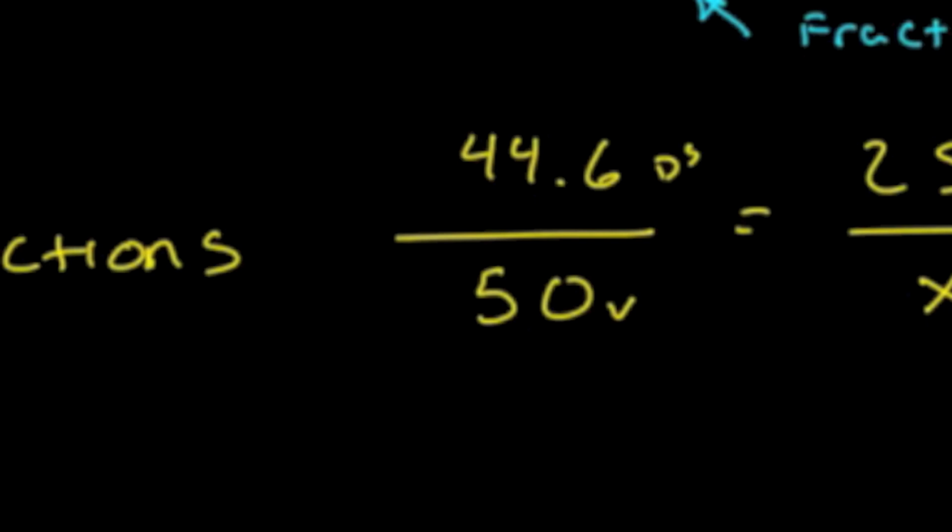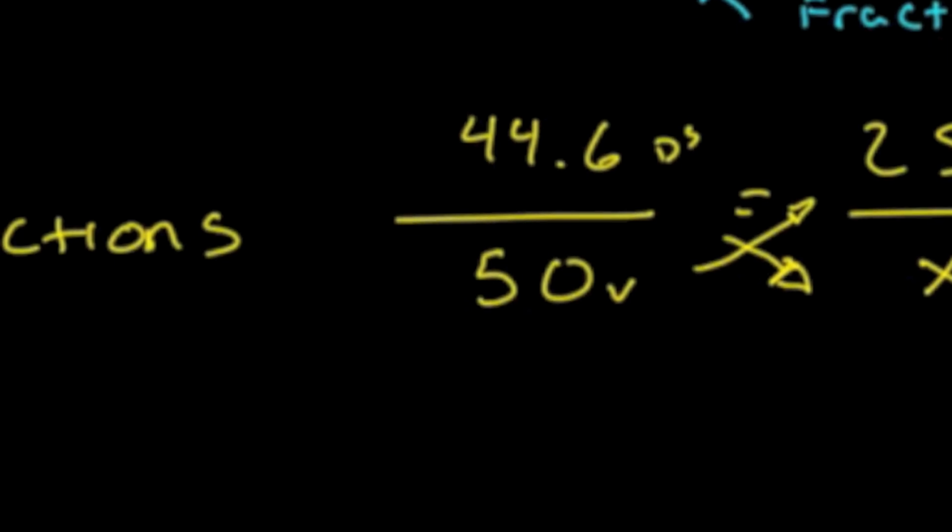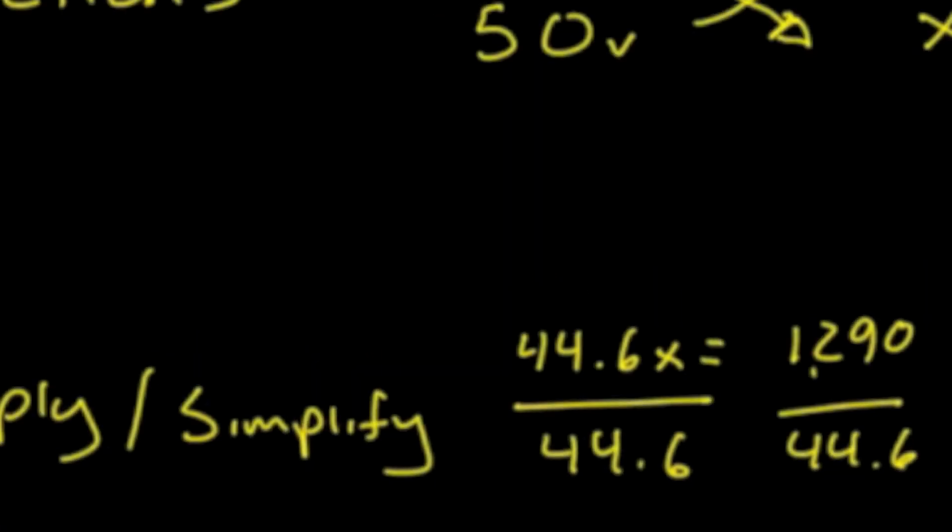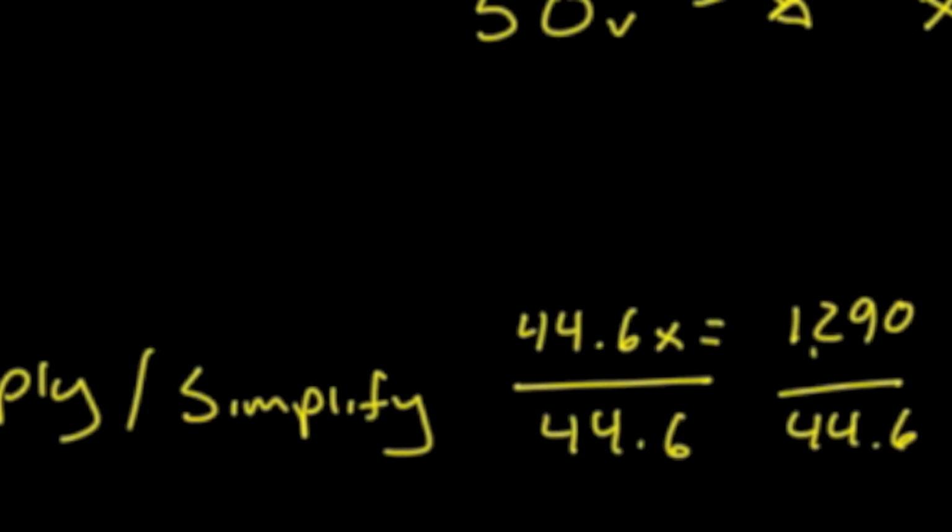So then you cross multiply and simplify, which gives you 44.6x, because we cross multiplied, is equal to 50 times 25.8 is 1,290. Divide by the 44.6 to isolate the x. X equals 28.9 or 29. Oops, 28. This would be 29, because you would round up because of the 9.